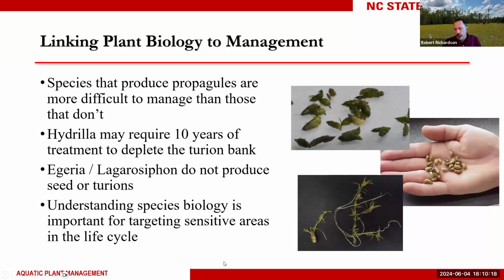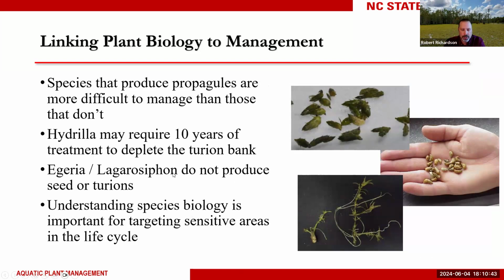So in the case of hydrilla, it produces these turions or tubers that can persist for 7 to 10 years. So that's a huge complication for hydrilla management. Eurasian water milfoil is a little bit easier. It does produce seed, but those seed may not be quite as persistent as hydrilla tubers. So anytime we move from one species to another, we have to be very clear about the biology of that.